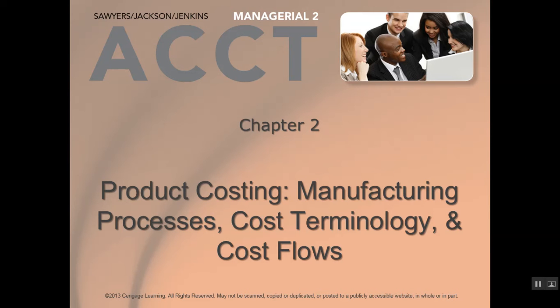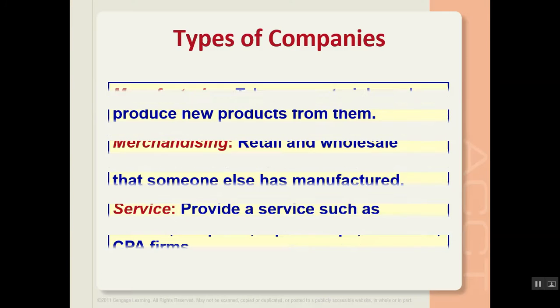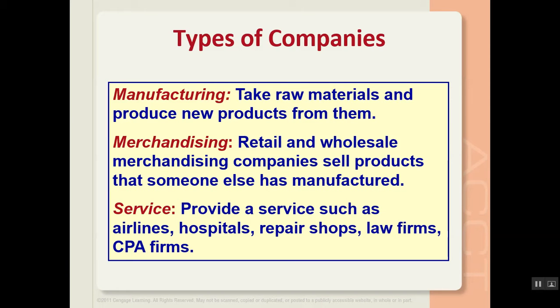Now we move on to chapter 2. Here's where we start to talk about product costing and using different terminology and analysis that we're going to be using later on in the semester for decision-making purposes. We're going to be talking about 3 different types of companies. The concepts that we talk about are all the same for these types of companies. They're just a little bit different in how they're being used.